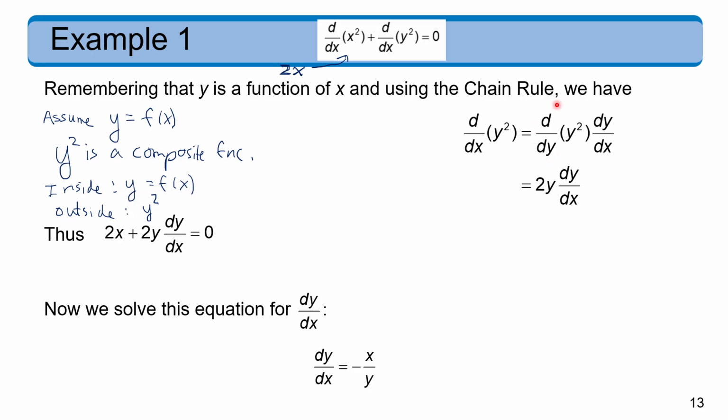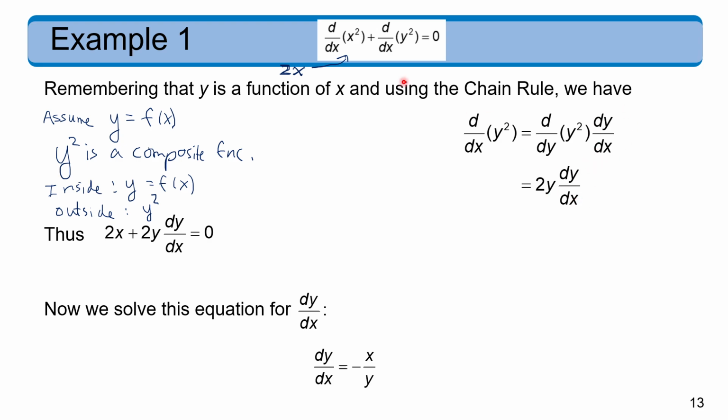Now notice this derivative here that we still need to compute. The variables aren't mixed anymore. These are both y's. So it's just a normal type of derivative at this point. So y squared is a power function, use the power rule, bring the 2 down in front, reduce the power by 1, we get 2y. And then the dy dx can just stay as it is.